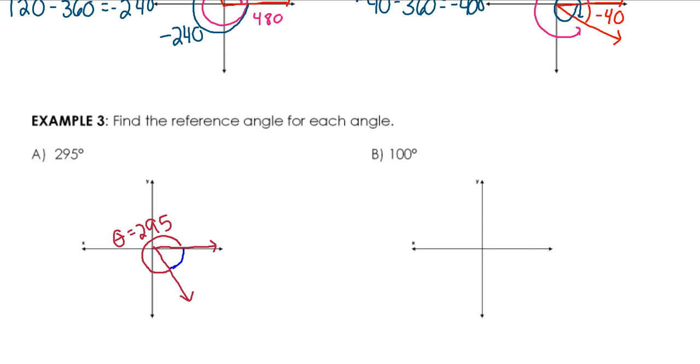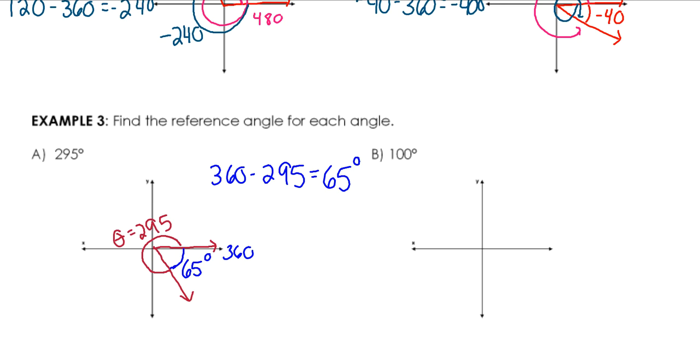So I know that I'm at 295. To get to the end there, I have to go to 360. So I need to find that distance between 360 and the 295-degree angle that I'm at right now. So if I subtract those, I get 65 degrees. So my reference angle is 65 degrees because it's 65 degrees from the terminal side to the nearest x-axis.